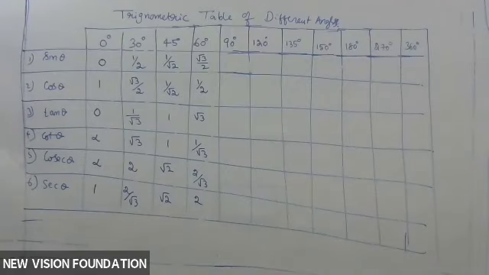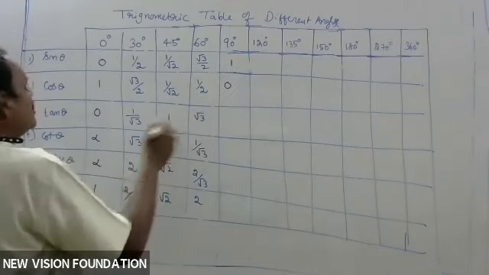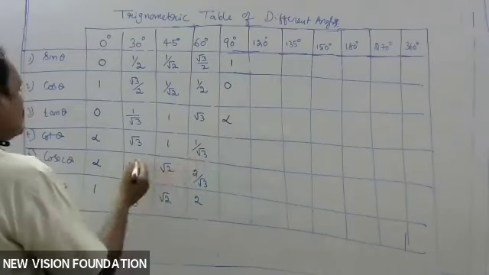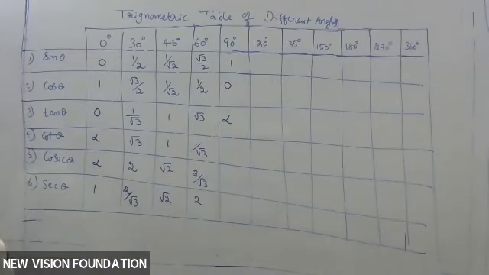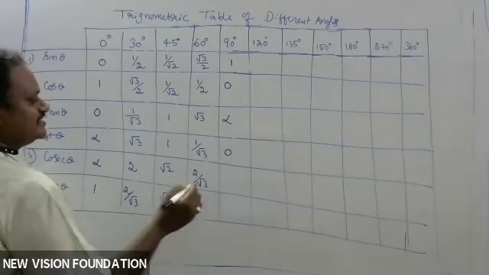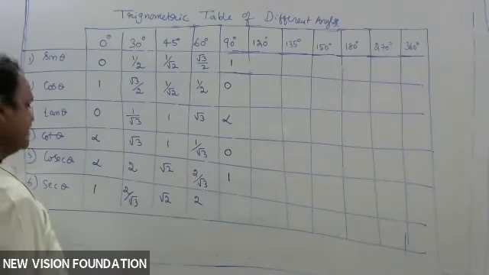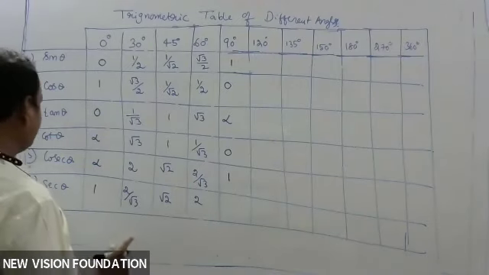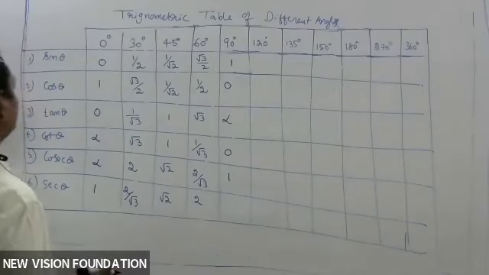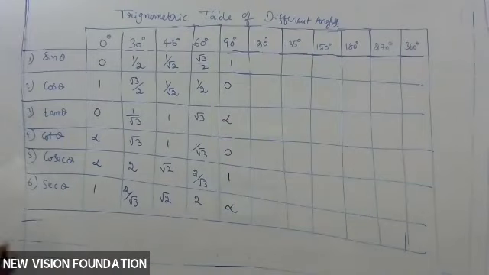Like that, when we derive the trigonometric values for 90 degrees also, sine 90 degrees is 1, cos 90 degrees becomes 0, tan 90 degrees becomes undefined, cot 90 degrees becomes 1 by tan 90 degrees, 1 by infinity, that becomes 0. Cosecant 90 degrees is 1 by sine 90 degrees, that becomes 1. Secant 90 degrees is nothing but 1 by 0, that becomes undefined. Like that, we are going to get the values for these angles.